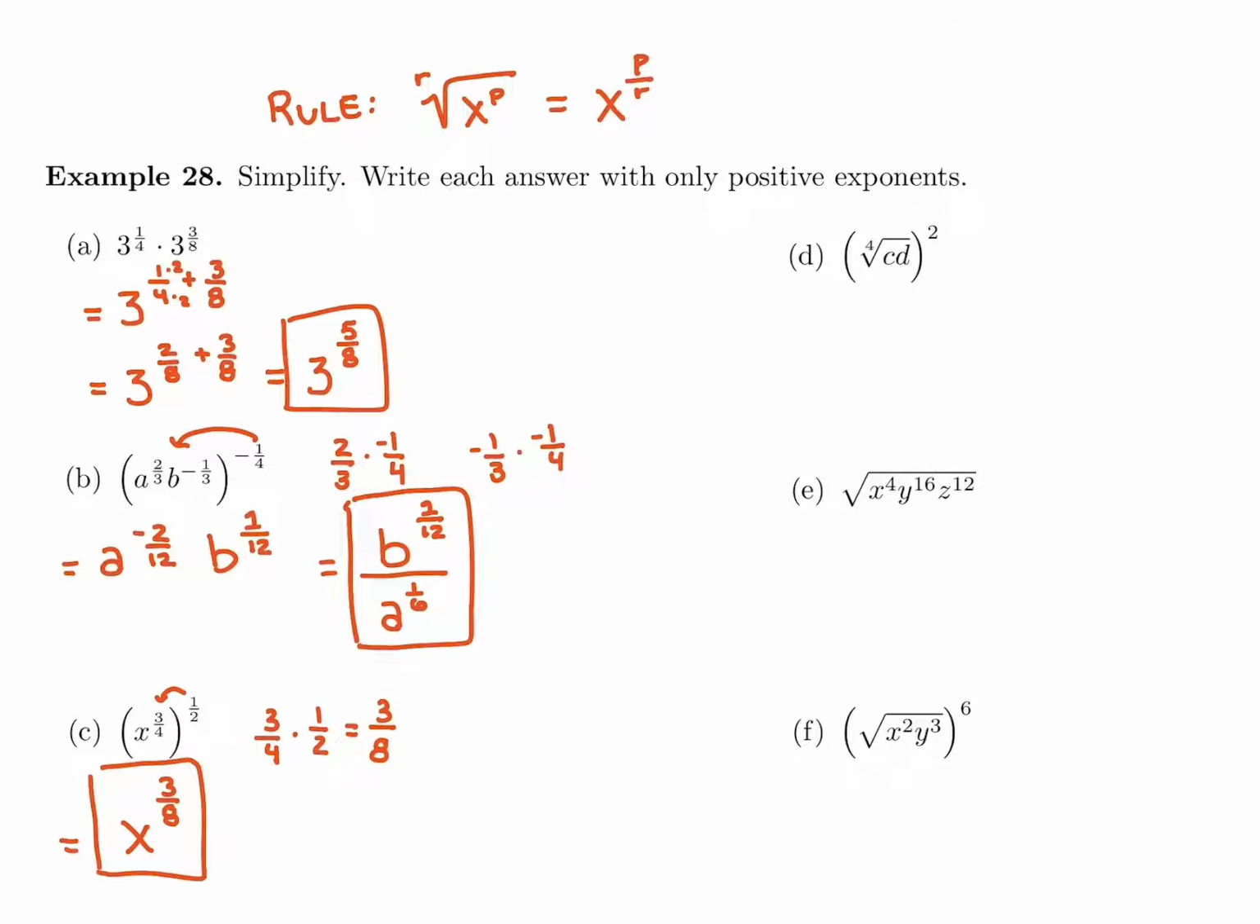On the other side, we have a bunch of roots, which we can rewrite as fractions. Remember, it's power over root. So this is really CD being raised to the 2 divided by 4, power over root, which reduces. 2/4 is just 1/2. And now I can distribute that in here to both of them. C to the 1/2, D to the 1/2.